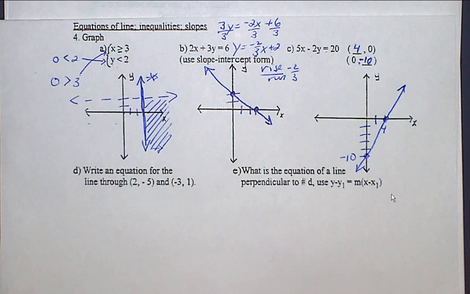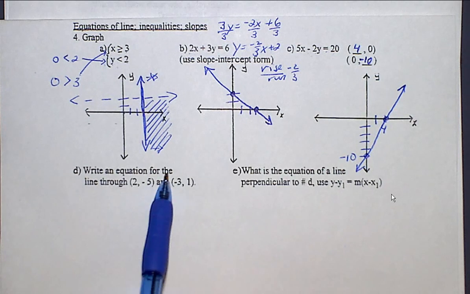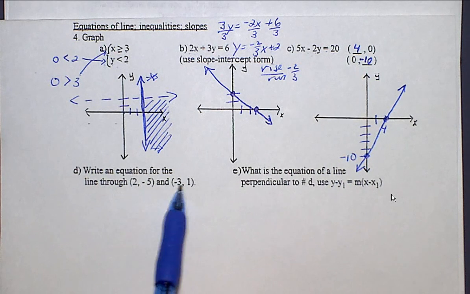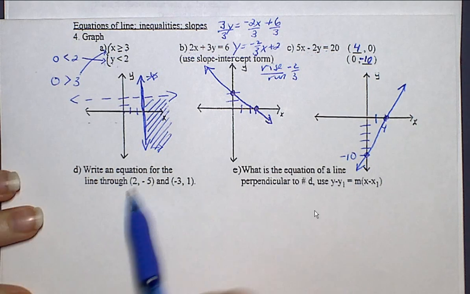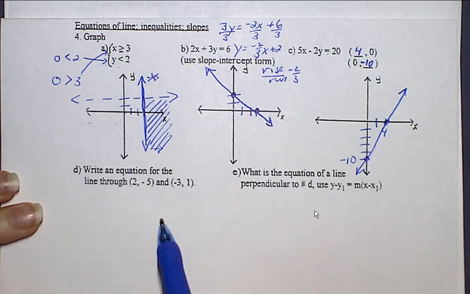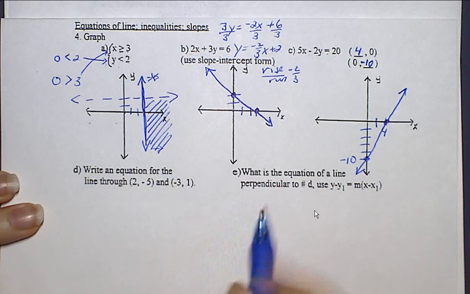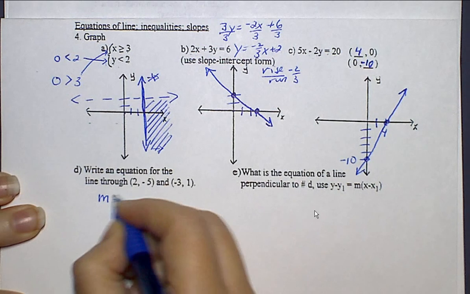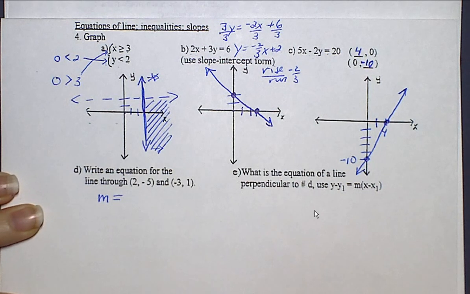Alright. Here we have, write an equation for the line through (2, -5) and (-3, 1). What you're going to do is find the first, you have to find the slope. That's right. So the slope. And how do you find the slope? I can't remember. You got to tell me. Well, I'll wait because I know that you know it.